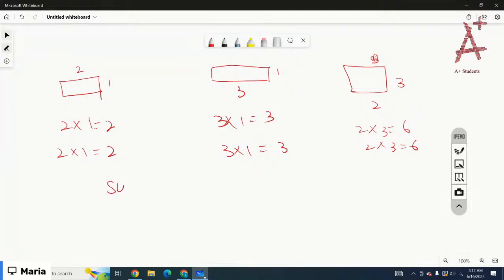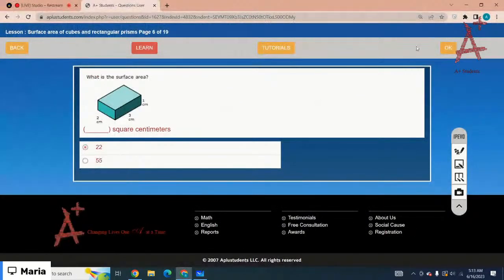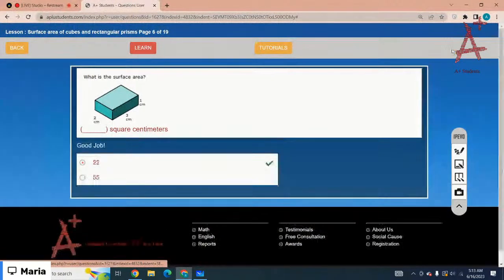Okay, so for the surface area, you just have to add up all the areas. Got it? 2 plus 2 plus 3 plus 3 plus 6. So it would be 4 and 6, 10, and 12, 22. So the surface area would be 22. Got it? Okay, you can complete the test by yourself later today. Let me move on to the next lesson.